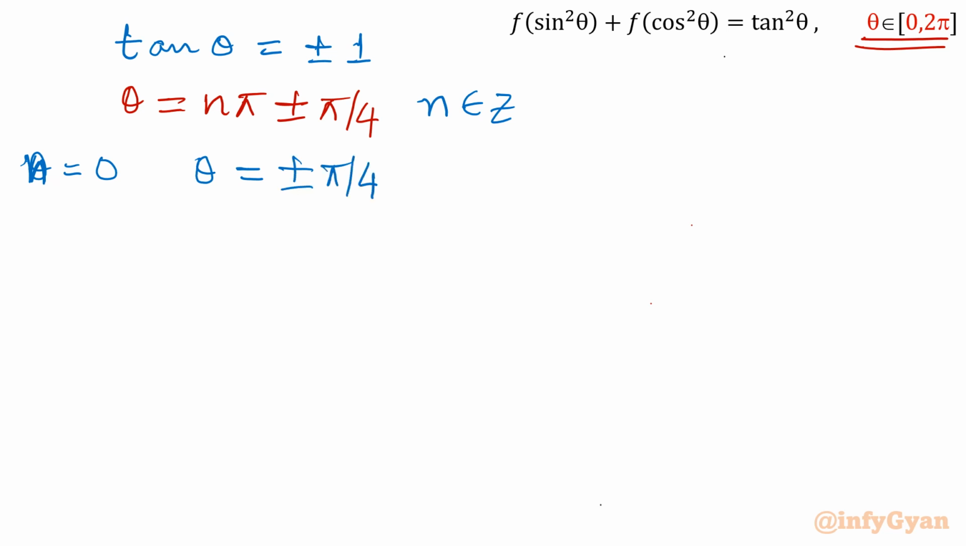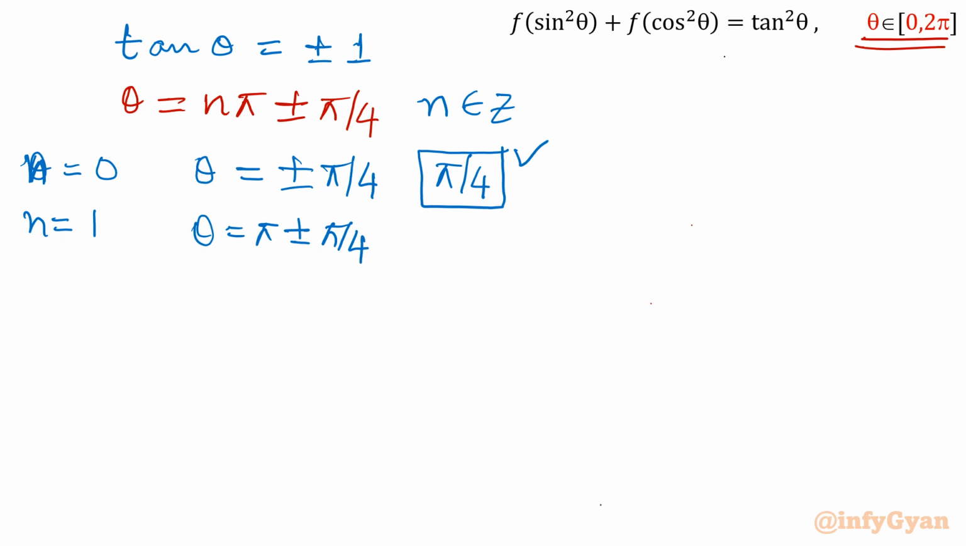Okay. So in this interval we have to find out, we will reject minus pi by 4. We will accept pi by 4. So I am considering which I am accepting. Now put n equal to 1. Theta will be equal to pi plus minus pi by 4.